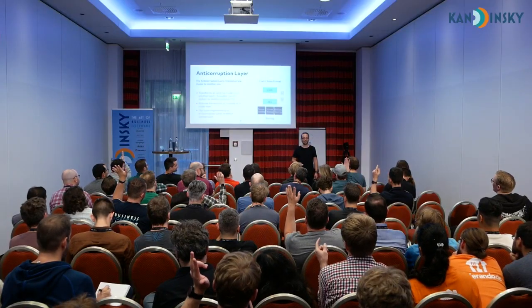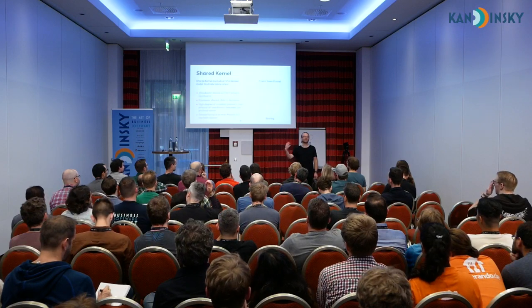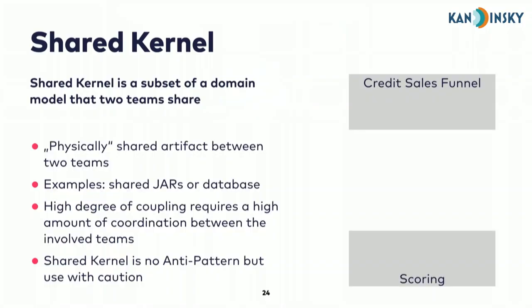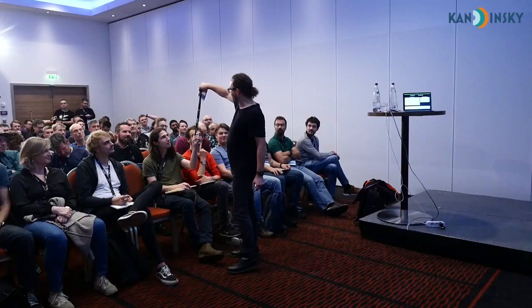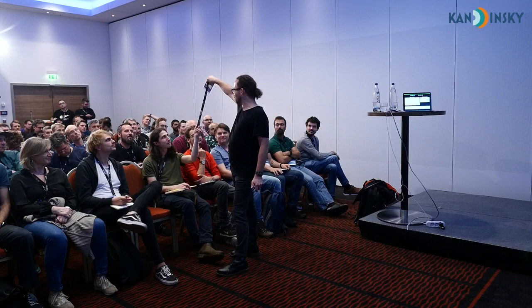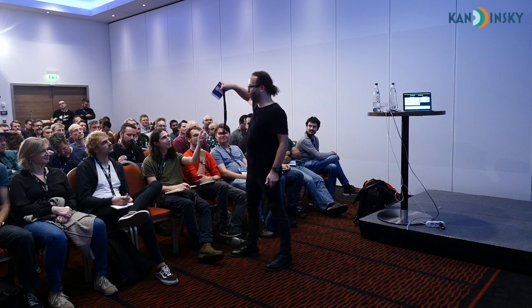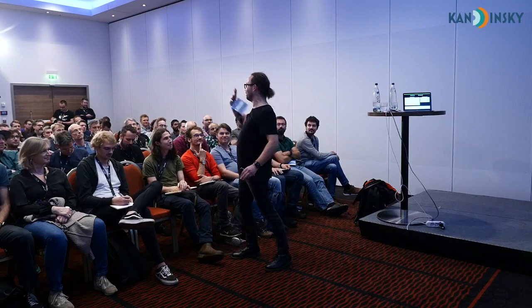One thing, who is working a lot with legacy monoliths that are really rough? You all know the next pattern, the shared kernel. Most of the legacy monoliths from the gates of hell run on this stuff. It's basically something like a shared artifact between two teams. So can you grab that for a moment? Basically, we're holding a shared kernel, the both of us. So when I pull, he's flying over there. When he pulls, I'm flying into the crowd.